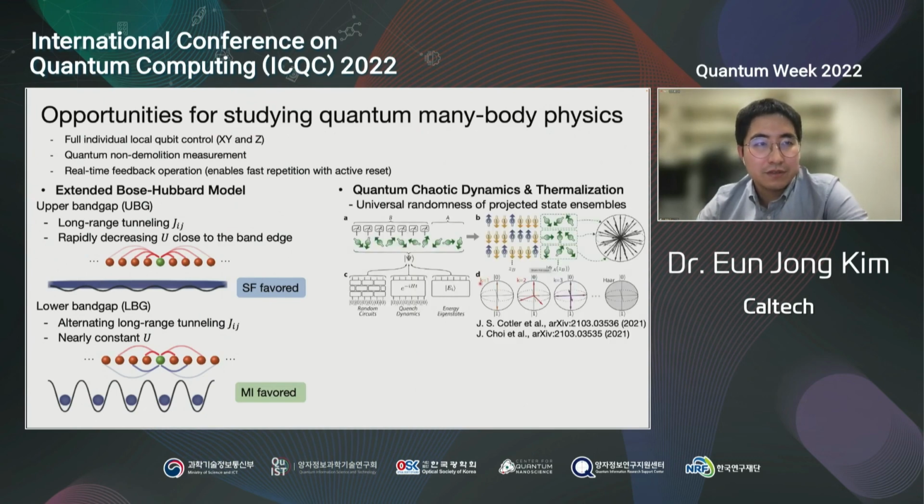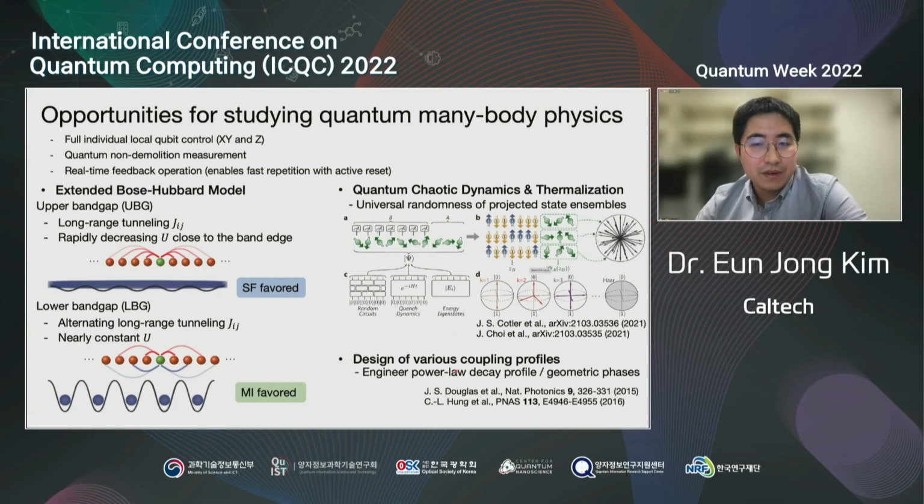Another natural direction is to utilize the quantum chaotic nature of our many-body state realized under quench dynamics. For example, it was shown that the ensemble of projected states of a subsystem exhibits universal randomness, giving rise to quantum state designs. Finally, there are already theoretically investigated routes to realizing various coupling profiles by using driving techniques, which could enable studies of novel interacting spin systems.